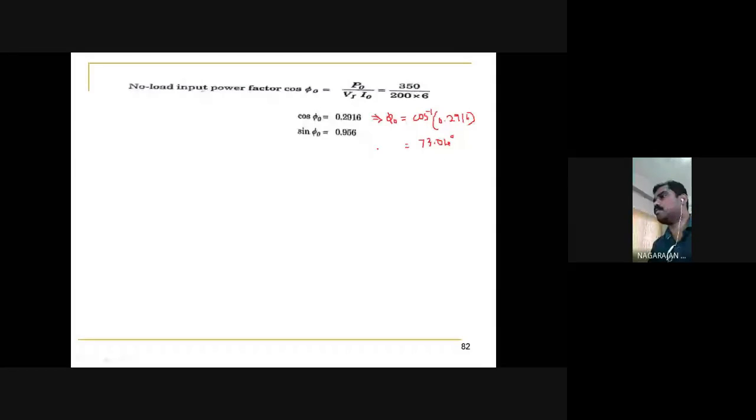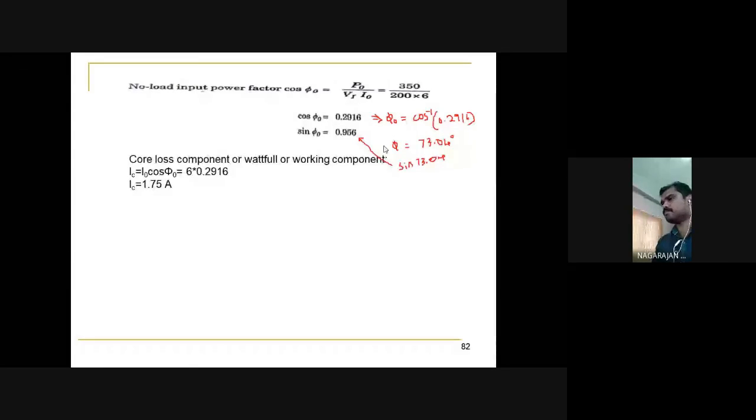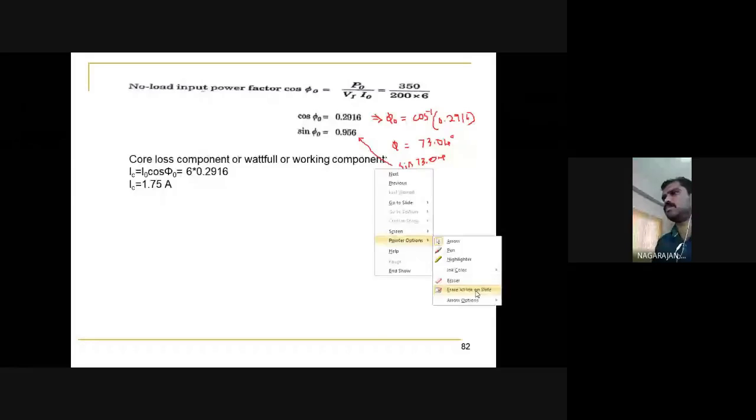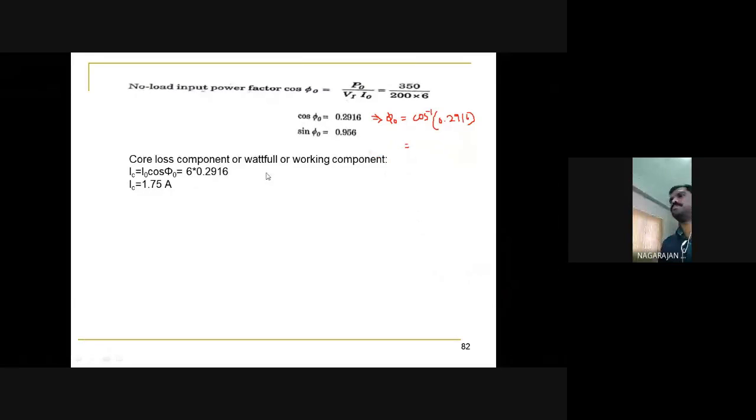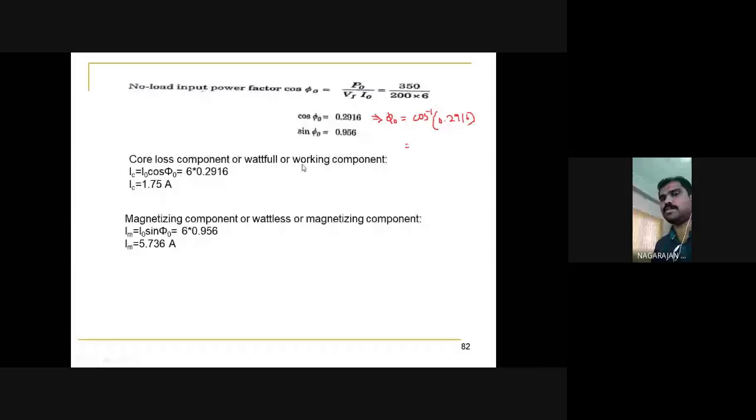So I put that here, sine of 73.04 is my sine phi naught. Okay, so I'll get the value of this sine phi naught as 0.956. Now let us find out the core loss component or watt-full component or working component. As I told you earlier, the core loss component is given with different names, so I have mentioned all the names: core loss component, watt-full component, and working component.